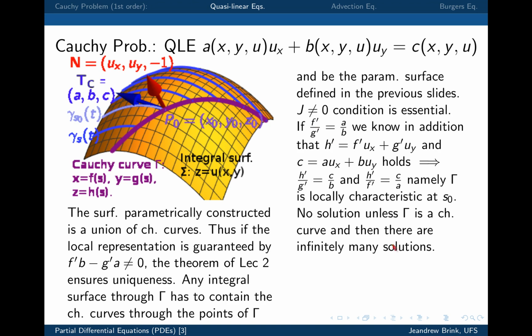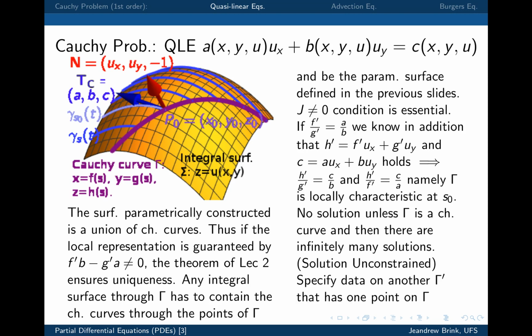So in order to restrict those infinitely many solutions, what people typically do is you take a different curve, say gamma prime, okay, and then you play the same game, and you just ensure that gamma prime is not characteristic, and then it passes through one point in gamma.